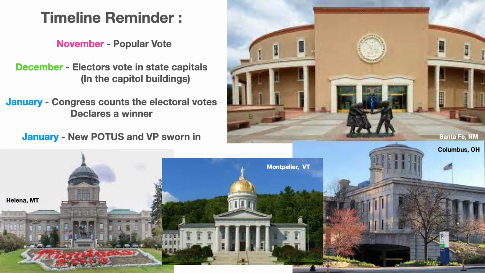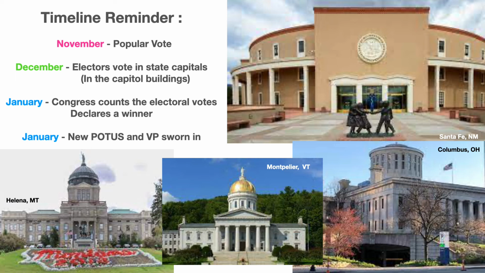And remember our timeline. Our timeline is that people vote in November. Your parents or you might go and vote in an election. And then whoever wins that state, Ohio or Indiana or Alabama, the electors for that state will meet in December in the state capitals, in the Capitol buildings. So there you can see on the screen New Mexico's Capitol building, the state capitol in Columbus, Montpelier, and Helena. Every state will have this in their state capitol on the same day in December.